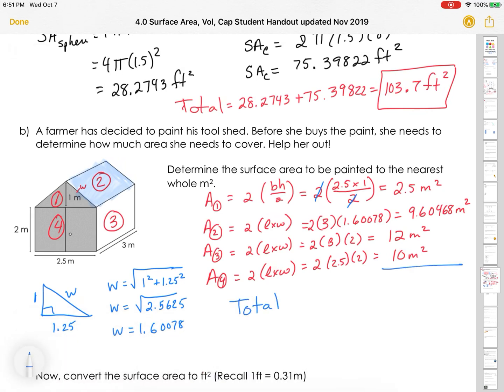Now we need the total. And the total, we're basically just going to add all those up.